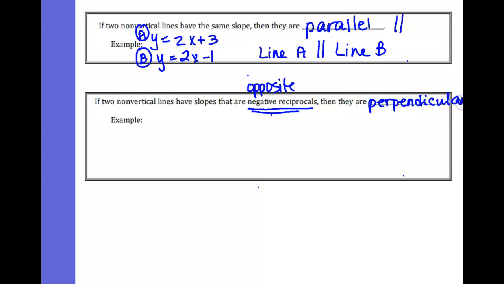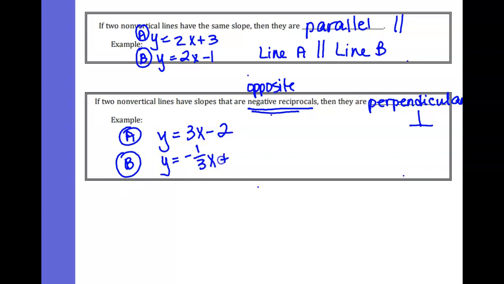And the symbol we use for perpendicular looks like an upside down T. All right, so if I had line A being y is equal to 3x minus 2, and line B maybe was y is equal to negative 1/3 x plus 6, we could say that line A is perpendicular to line B. Okay, or you could say it the other way around too.